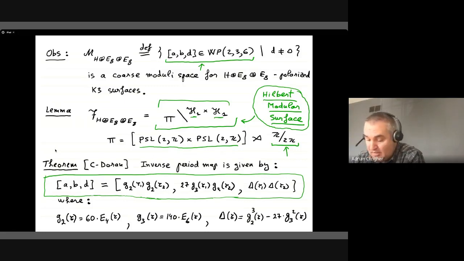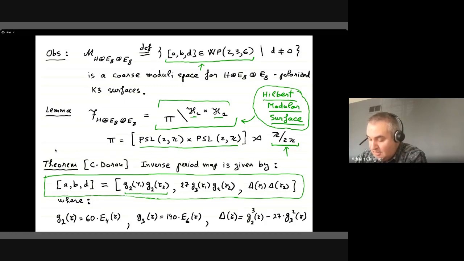We know it's an isomorphism, so why don't we describe the inverse of the period map? Well, it turns out that the inverse of the period map, which tells how to compute the weighted projective triple ABD from the two periods tau 1 and tau 2, is pretty much given in terms of the generators for modular forms on SL2(Z). So this is the formula.